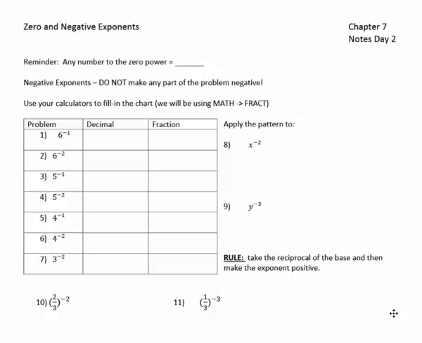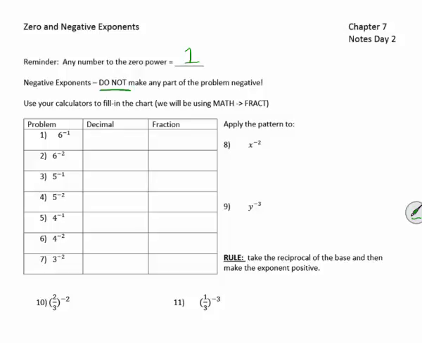All right, ladies and gentlemen, so today we're going to be taking a look at zero and negative exponents, and this is review from last year as well. So, reminder, any number to the 0 power equals 1. It's a definition, all right, and we can use our division rules to kind of show that. Negative exponents do not make any part of the problem negative, right? A negative exponent does not mean all of a sudden you have a negative answer.